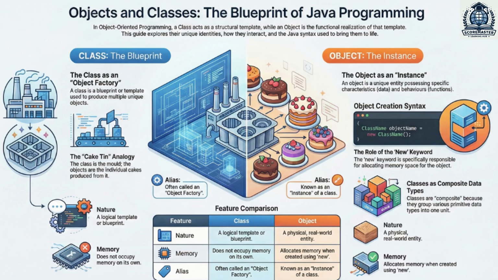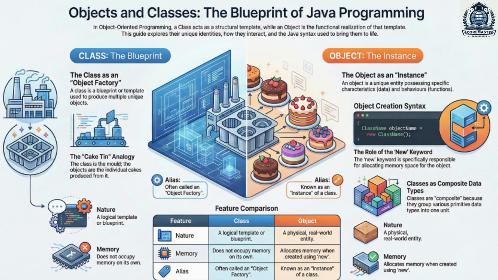This infographic explains the core idea behind object-oriented programming, OOP, in Java by contrasting classes and objects. A class is a blueprint or template used to create objects. It defines the properties, data, and behaviors, methods, but does not occupy memory until something is created from it. Think of it like a cake mold.